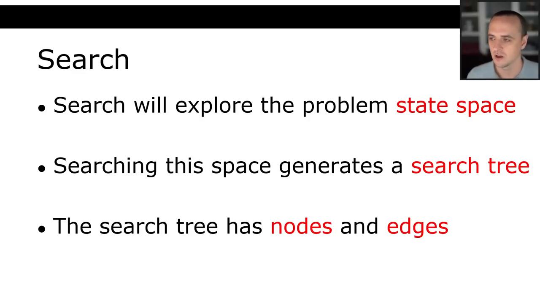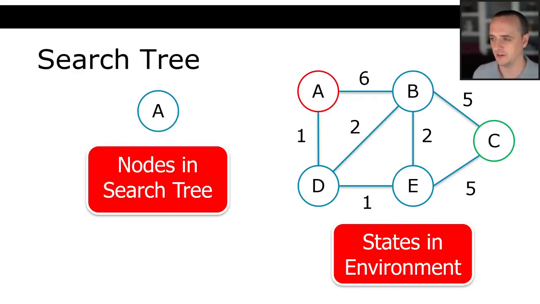So, I want to make this distinction very, very clear, very immediately, because this is always a little bit of a struggle to intuitively get over this little hump, okay? There is a difference between states of the environment and nodes in the search tree, okay?